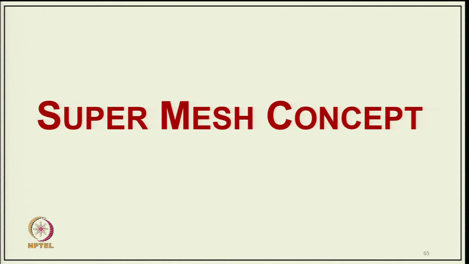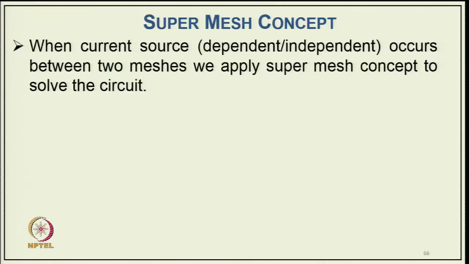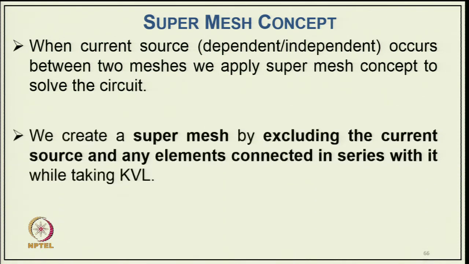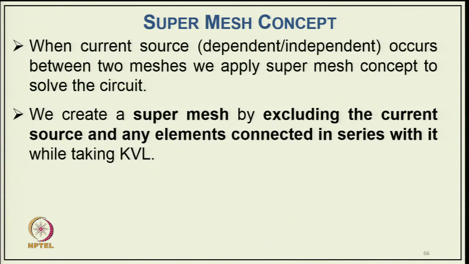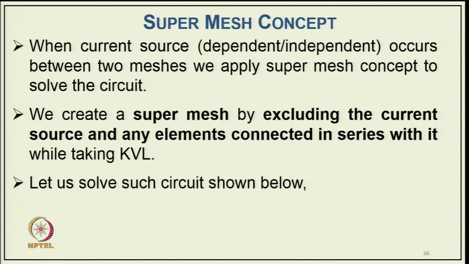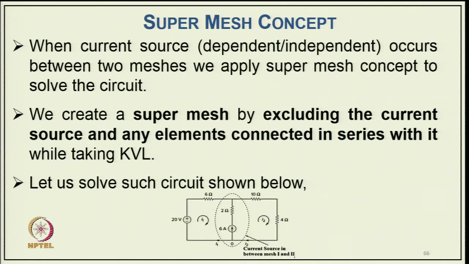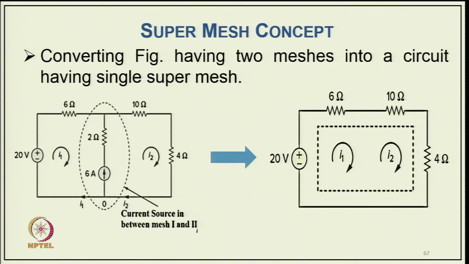Now, coming to the concept of the super mesh. When a current source, dependent or independent, occurs between two meshes, we apply the super mesh concept to solve the circuit. We create a super mesh by excluding the current source and any elements connected in series with it while applying Kirchhoff's voltage law. Let us solve such a circuit, the second circuit shown here, converting this figure having two meshes into a circuit having a single super mesh. That single super mesh is shown on the right side, leaving out the current source.